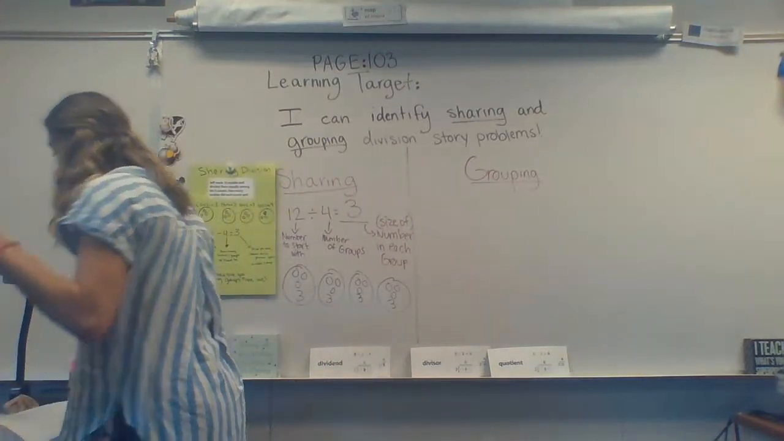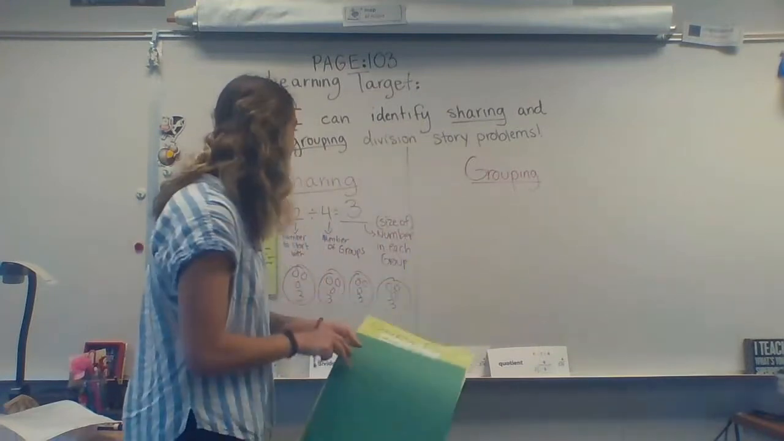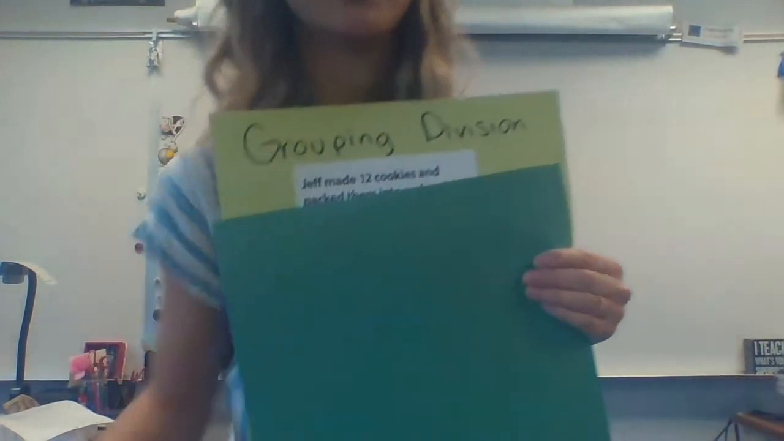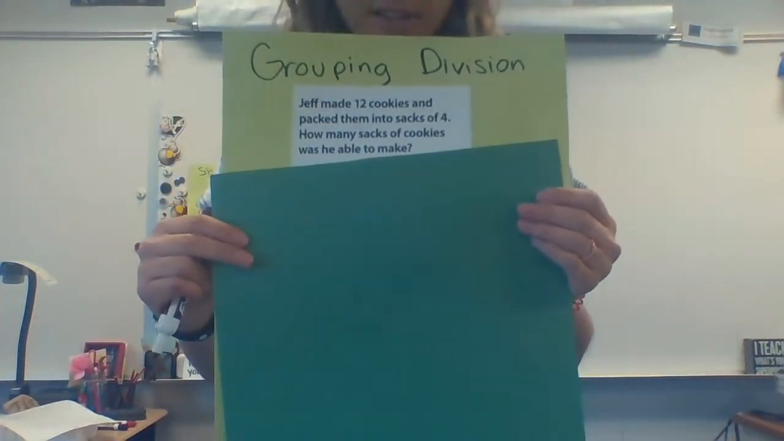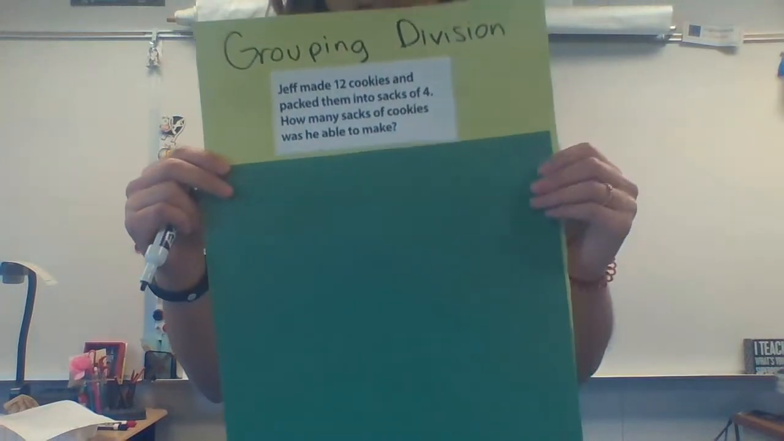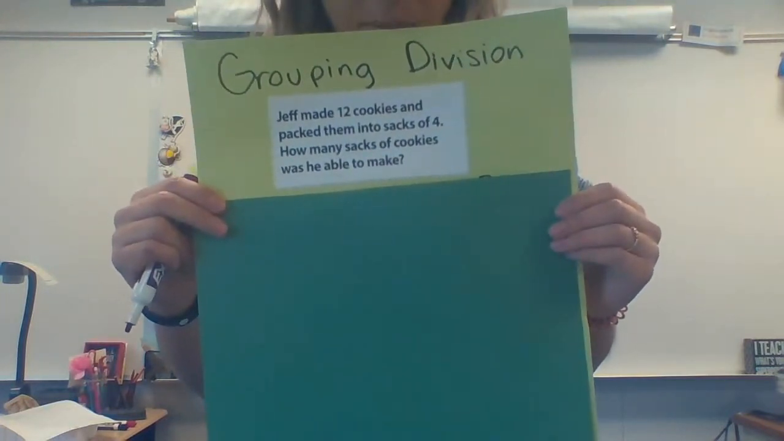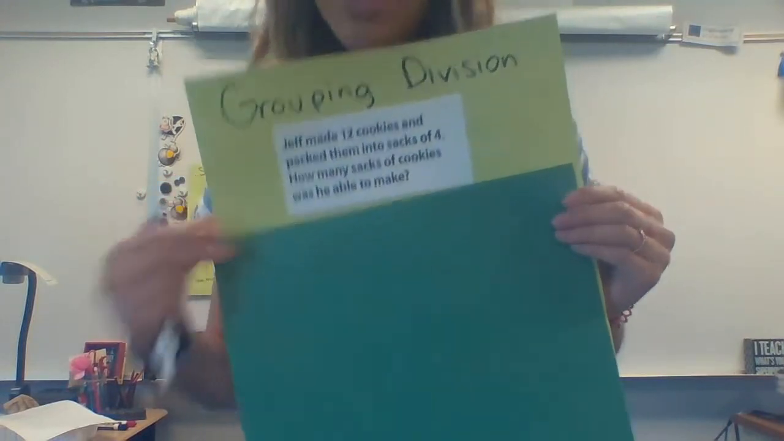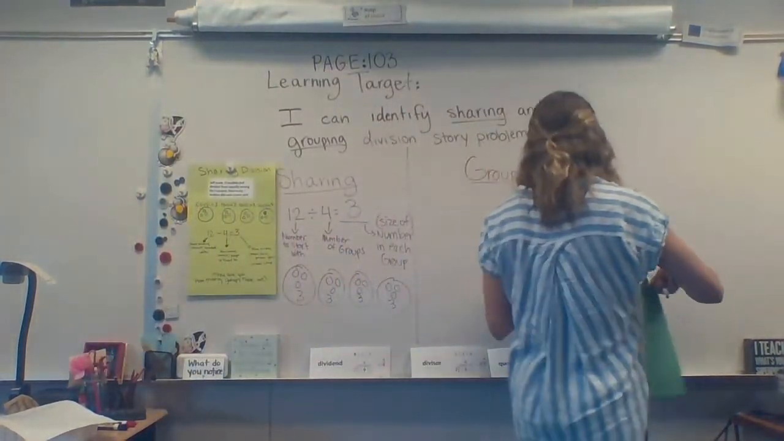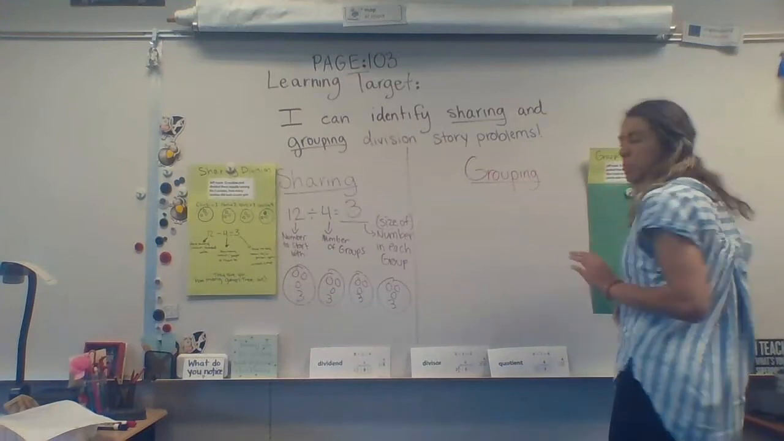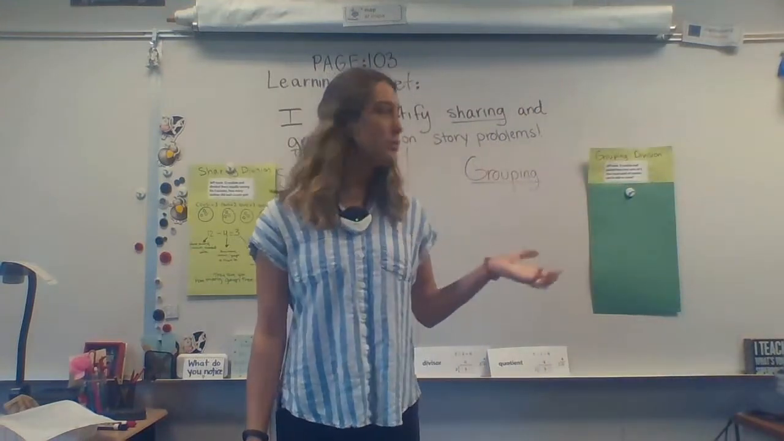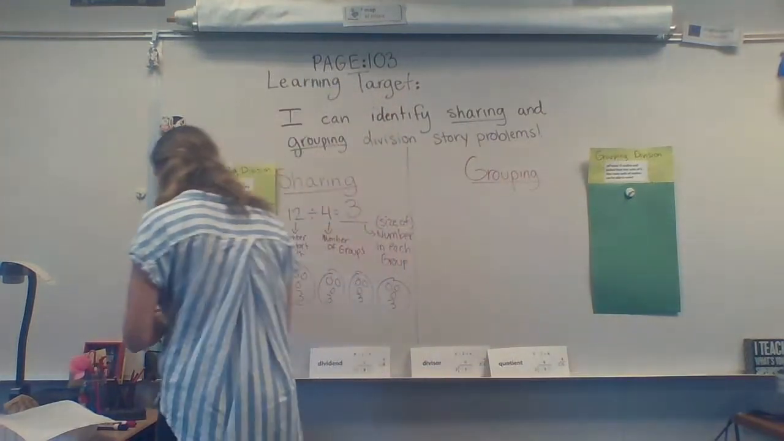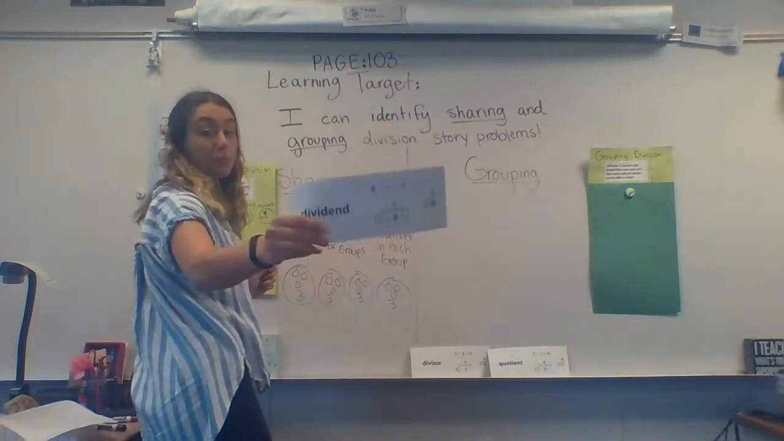Now let's take out our grouping division problem. Very similar to our sharing one, so that we can use the same numbers. Jeff and his cookies. Jeff made 12 cookies and packed them into sacks of 4. How many sacks of cookies was he able to make? Now you're probably thinking, the same numbers, Miss Anderson, but the problem's a little bit different. As we can see, we still start with 12 cookies. So we can write 12 as our dividend, the number that will be divided.